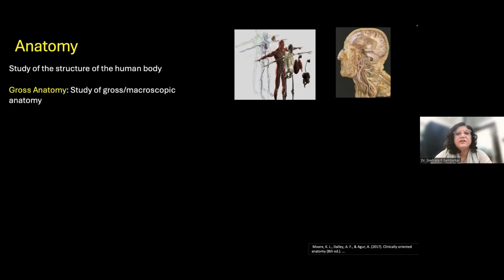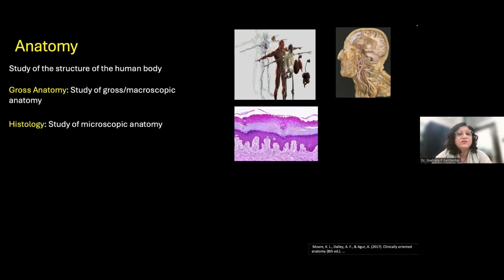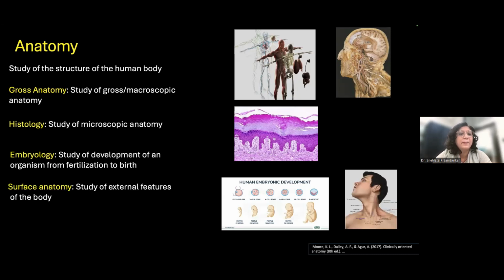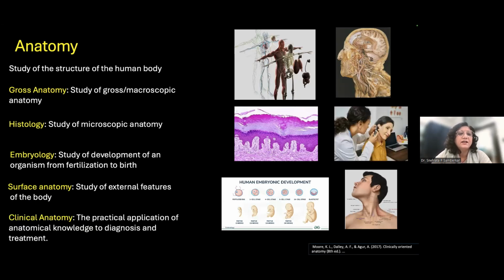Now, here are the key areas of anatomy. The study of macroscopic anatomy is called gross anatomy. The study of microscopic anatomy is called histology. The study of development of an organism from fertilization to birth is called embryology. The study of external features of the body is called surface anatomy. And the practical application of anatomical knowledge to diagnosis and treatment is called clinical anatomy.